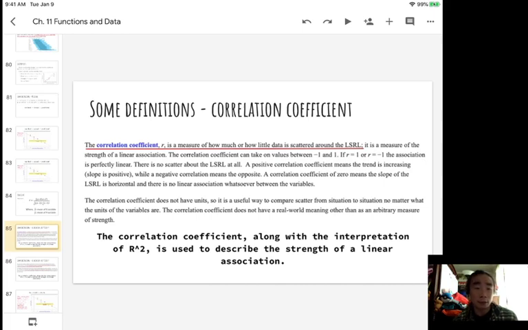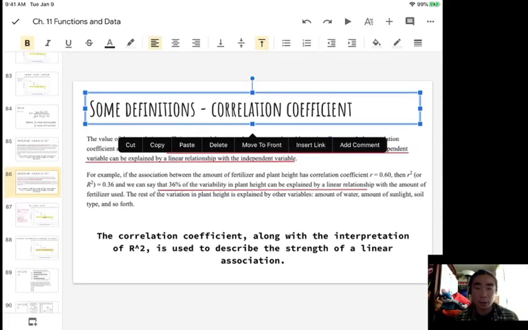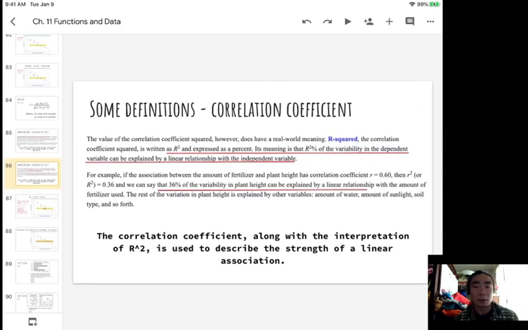So the one sentence frame I taught you was related to this. R squared expressed as a percent means that R squared percent of the variability in the dependent variable can be explained by a linear relationship with the independent variable.